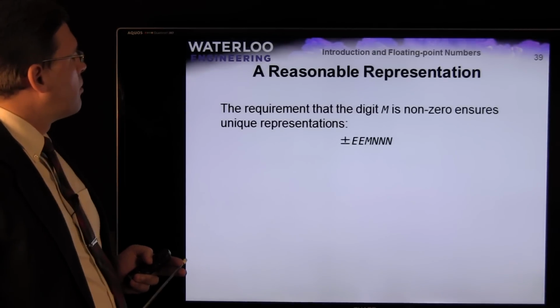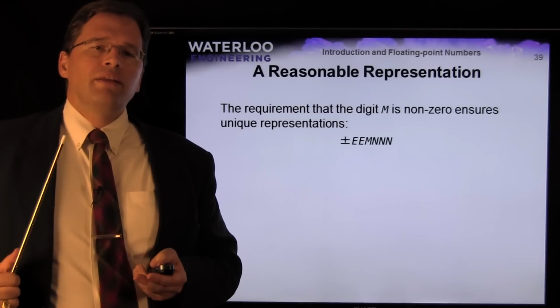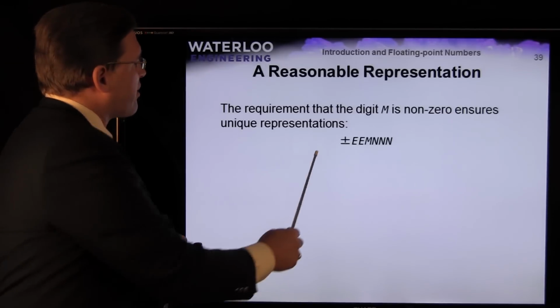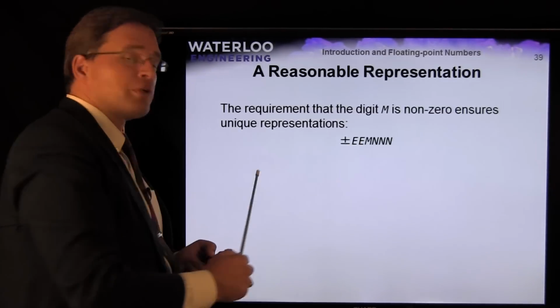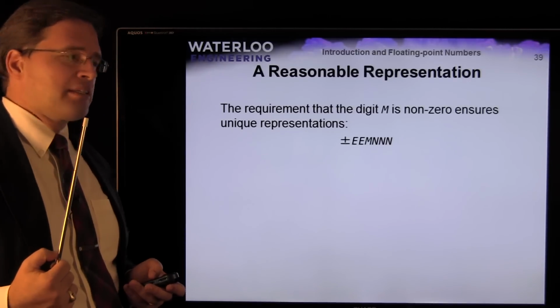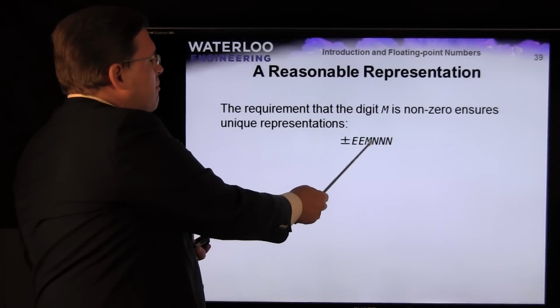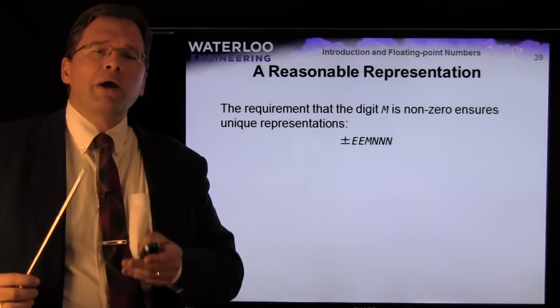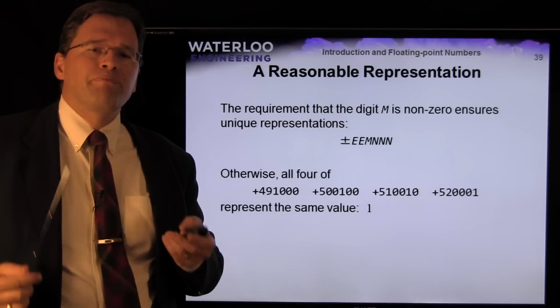Now, there are two things that we required. We required that the first two digits represent the exponent, and then we subtracted off that 49. That 49 is actually called a bias. But also we required that m was non-zero. Now, why would we require that m is non-zero?